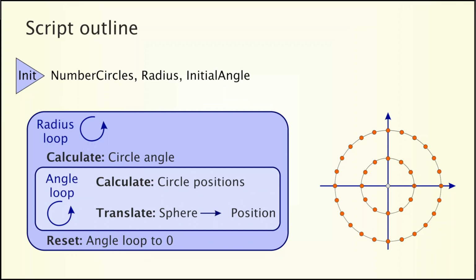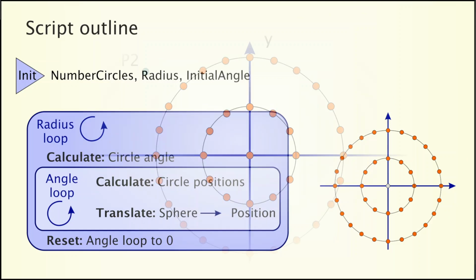The second loop will work on multiples of the initial radius, starting from circle 1 with the initial radius until reaching the last circle with the final radius. For each radius, we have to go through a complete run of the angle loop, defining all positions in the respective circle. Prior to the angle loop, we have to define the angle for the respective circle, and after finishing the angle loop, we have to reset the angle value to 0 in order to be ready to start a new angle loop for the next radius value.